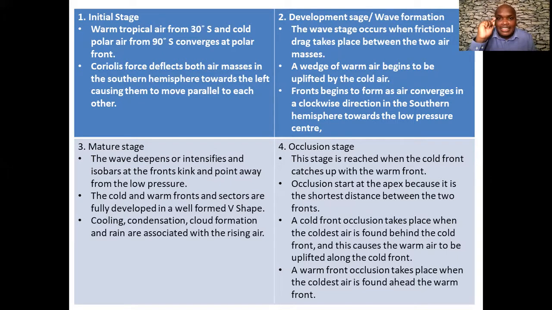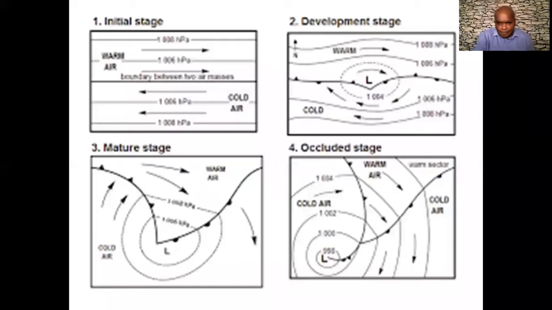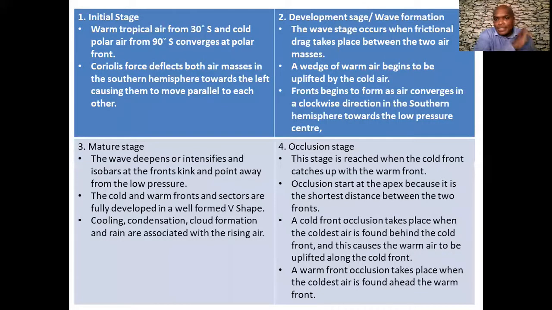Occlusion starts at the apex. What is the apex? Or why does it start at the apex? Remember, the apex is the shortest distance between the two fronts. Just have a look at this diagram. We have the cold front, we have the warm front. Occlusion starts at the apex. This is the apex. That's whereby we have the shortest distance between the two fronts. That's whereby the cold front catches up with the warm front at the apex.